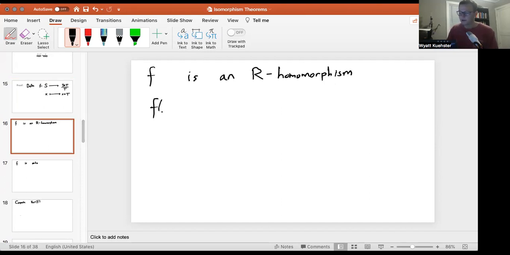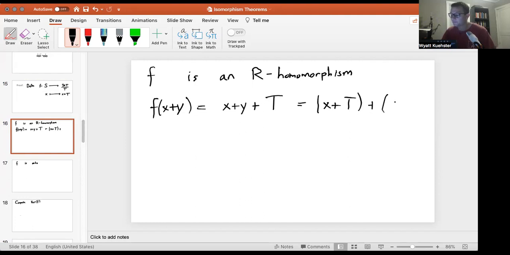So I need to compute F of x plus y. And by the definition of the map, this is the coset x plus y plus T. But by the way that we add cosets, this is x plus T plus y plus T. It's just coset addition. And then x plus T is F of x, and y plus T is F of y. So we're done. That's addition.